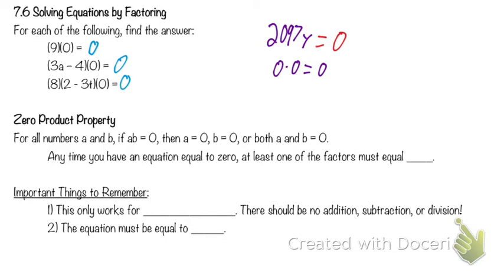Now, anytime you have an equation equal to 0, at least one of the factors, the things multiplying together, must equal what? 0. Awesome. So here's some important things to remember. The first one is that this only works for multiplication. It does not work for addition, subtraction, or division.